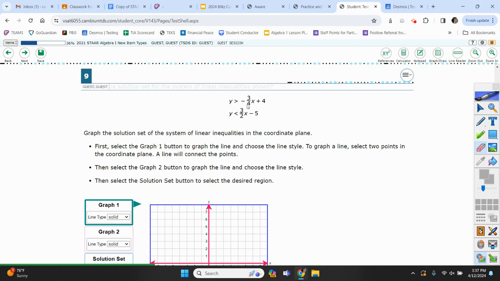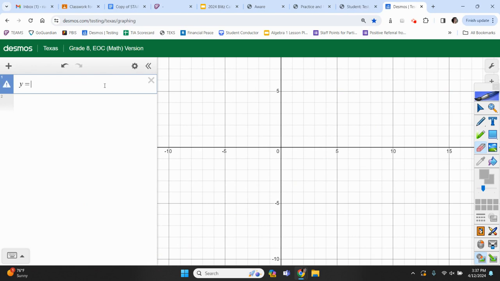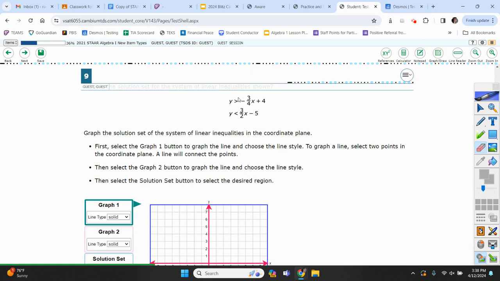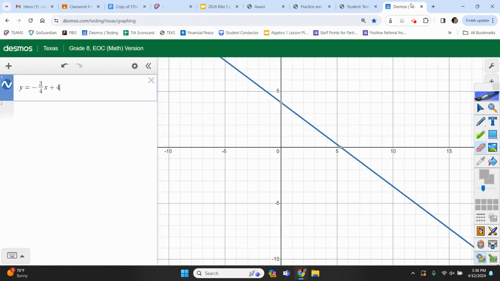So y equals negative 3/4 x plus 4. Let's type that in real quick. Y equals negative 3/4 x plus 4. So notice it's a line, but if you look at the inequality, since it says greater than, it should really be a dashed line. So I'm going to graph the first one, and I have to click on dashed, and then I'm going to pick, here's 4, and I can't graph that one.